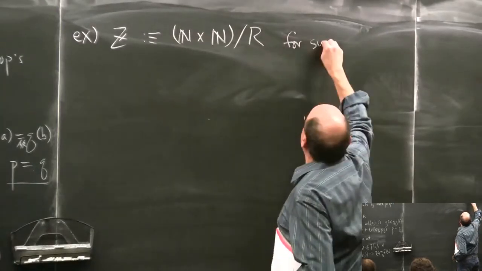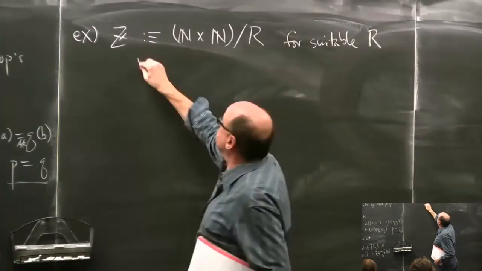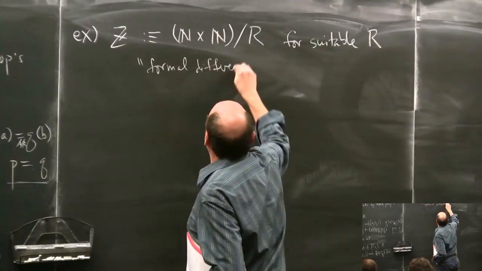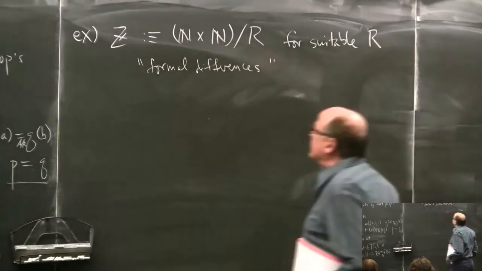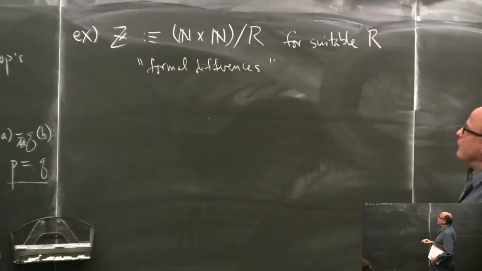And what is a suitable R? Well, the usual construction is we can represent them as formal differences of natural numbers. And there are different ways of doing it because you can choose canonical representatives, and there are various ways you can set this up.